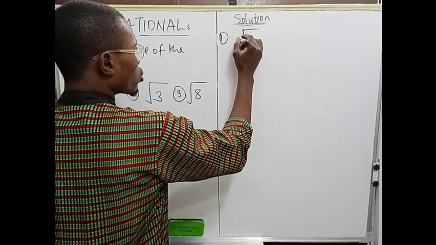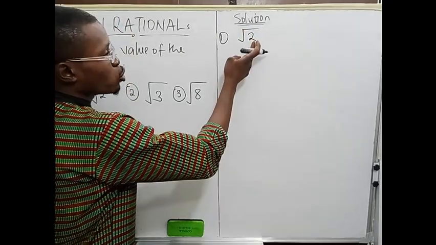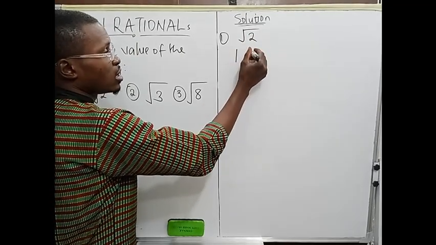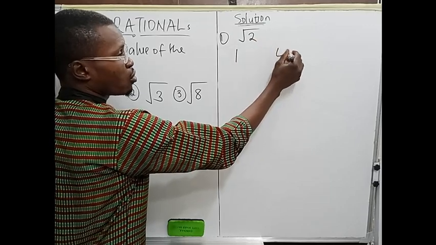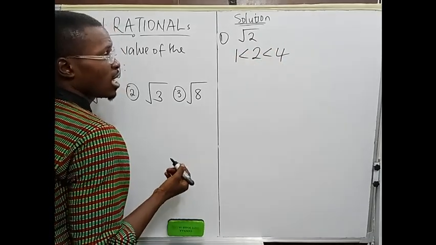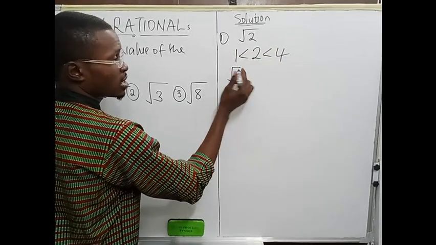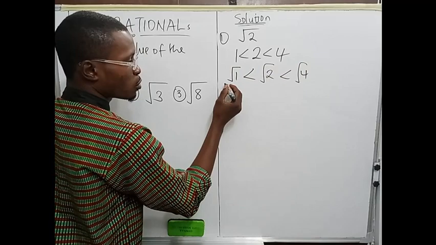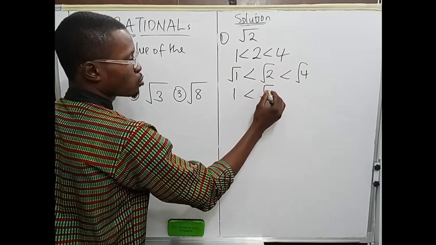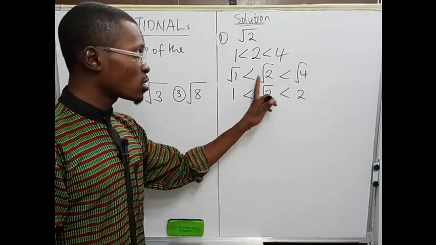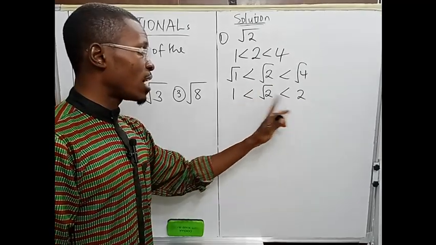Now for number 1, by trial and error method. Root of 2. Now this number 2 is in between two perfect squares. The perfect square just before 2 is 1, and the perfect square just after 2 is 4. So 2 is in between 1 and 4. We can write something like this. Hence, the square root of 1 must be less than the root of 2, less than the root of 4. And root of 1 is 1, less than root of 2, less than root of 4, which is 2. What this means is the value of this non-rational number must be in between 1 and 2.